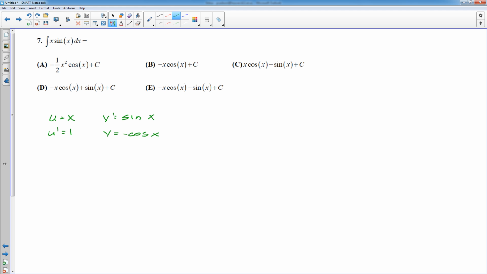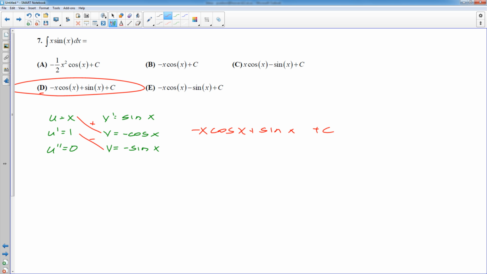Now, if you can do the derivative of u down to 0, you can do this little cheap shortcut trick. As long as you can keep doing antiderivatives, the antiderivative of negative cosine is negative sine. And to finish this up, we will do the positive product of u times v, the negative product of the next two, and your answer is going to be negative x cosine x minus a negative sign, which is plus sine x plus c, which is d. Did I do that right? The derivative. Yeah, that's right. That seems different than what I got yesterday. Okay.